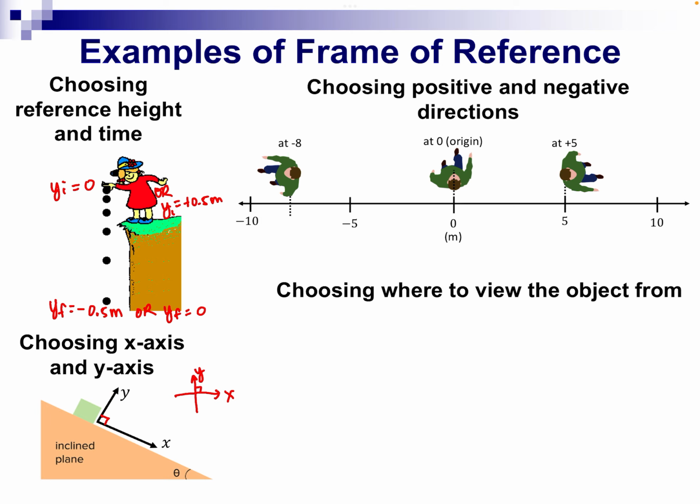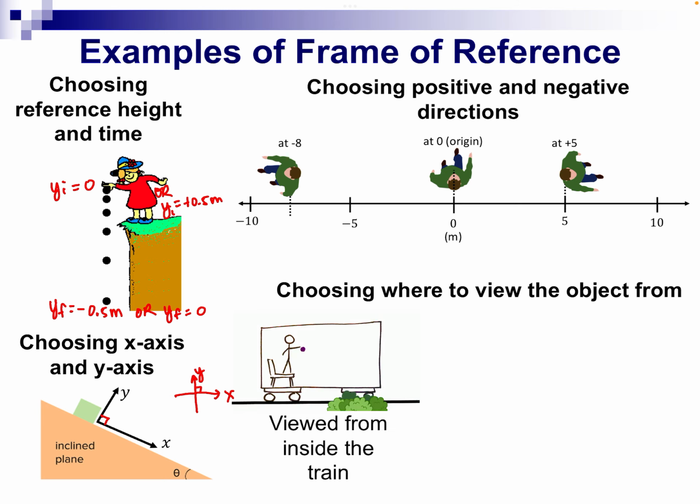And a final example of arbitrariness of the frame of reference or point of view is choosing where to view the object from. So, for example, if you are riding a bus, or if you're in your car, represented by this diagram here, you have a car that's moving along. If you drop a ball, from the point of view of an observer inside the car or inside the moving vehicle, it appears as if the ball just falls straight down.